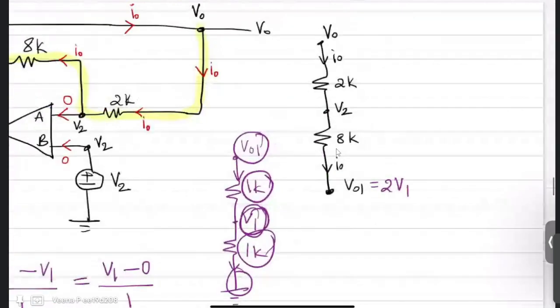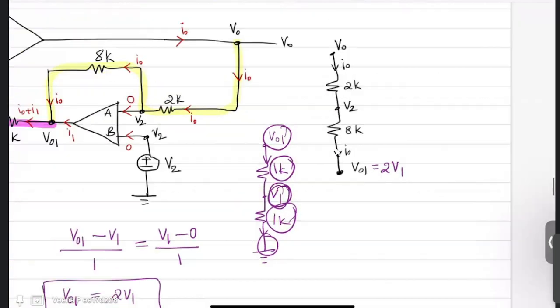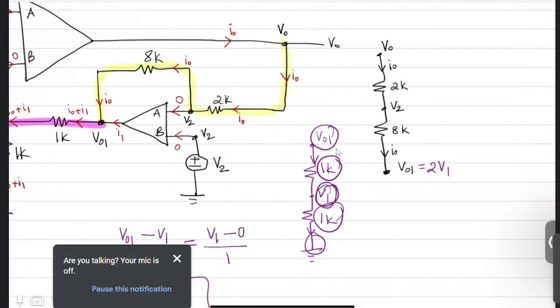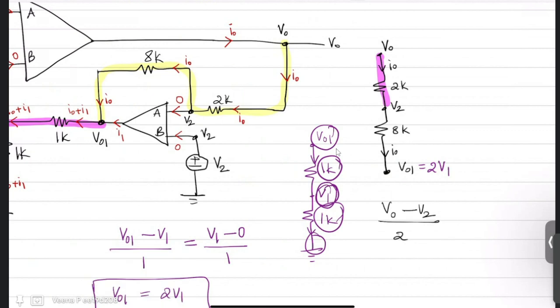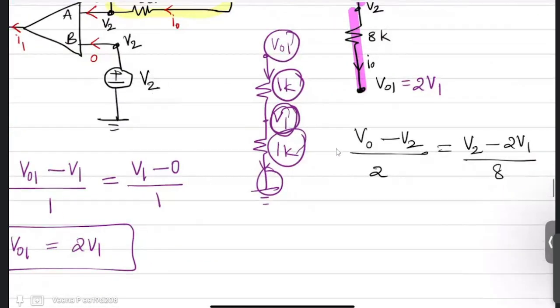Now let us write the first branch KCL. I0 flows from V0 to V2 through 2K. So the I0 is V0 minus V2 by 2. That same I0 flows from V2 to V01. So V2 to V01 is V2 minus 2V1 by 8. So you can cut this 4. So you have 4V0 minus 4V2 is equal to V2 minus 2V1.